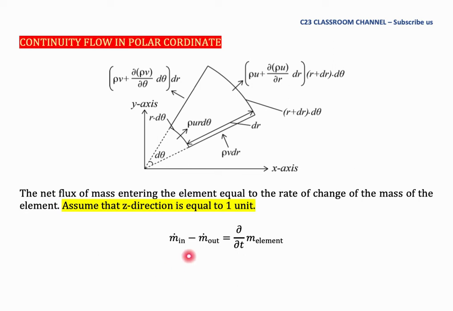Again, we will use the same idea as in the previous calculation. We use the idea that the mass flow rate at the inlet minus the mass flow rate at the outlet is equal to the change of mass in the element with respect to time. So we could write ∂/∂t for the mass of the element here.